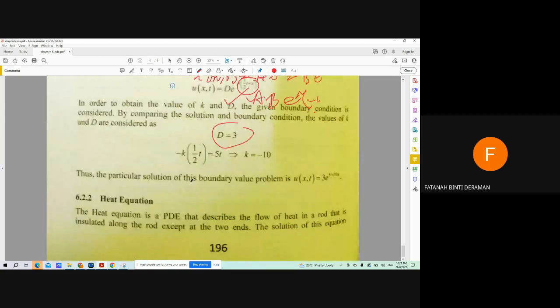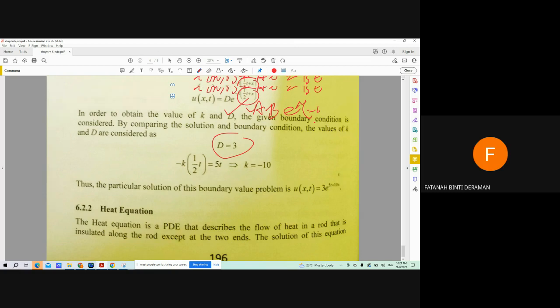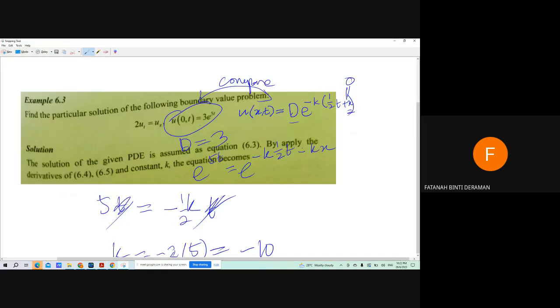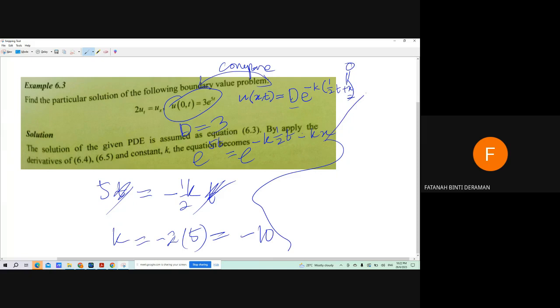we can conclude that this boundary value problem u(x,t) equals 3e^(5t) plus 10x. Why does it become 10x? Because we have another calculation here. Once you get the constants, you put them again in the general solution. All these values you put inside here.